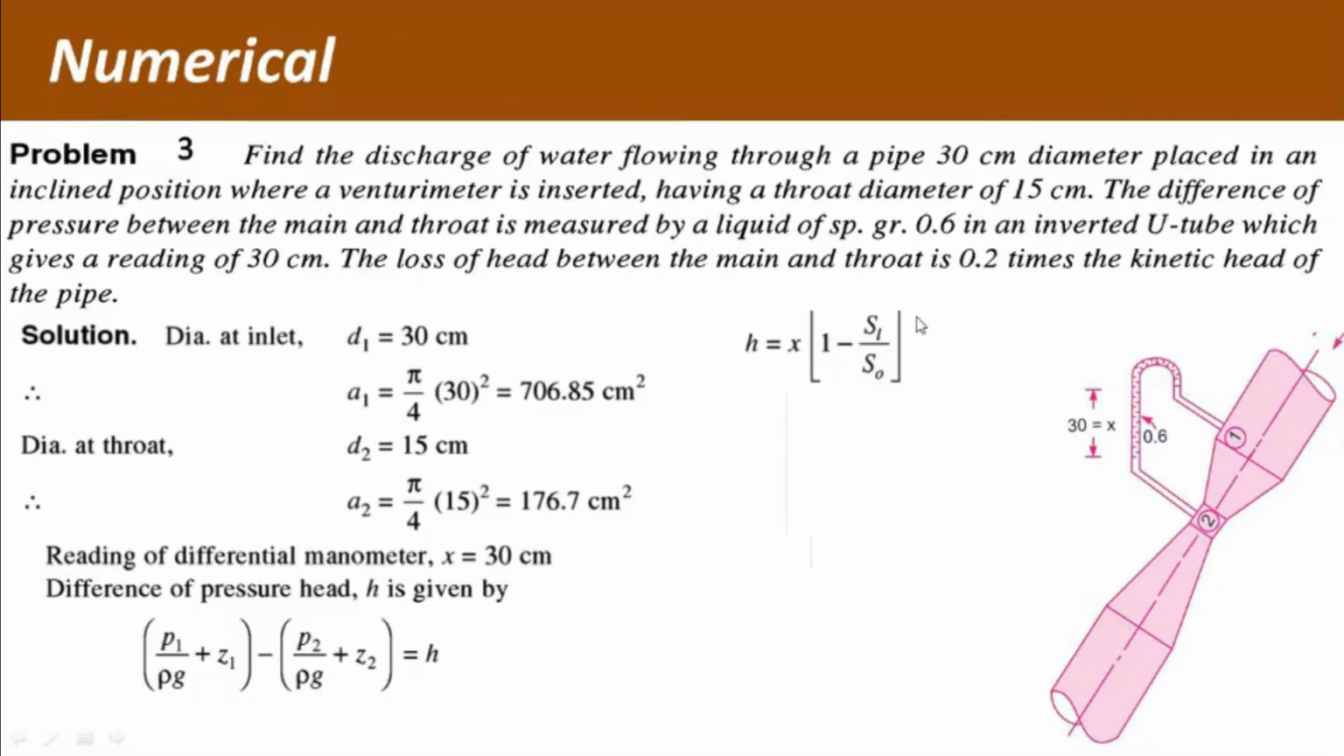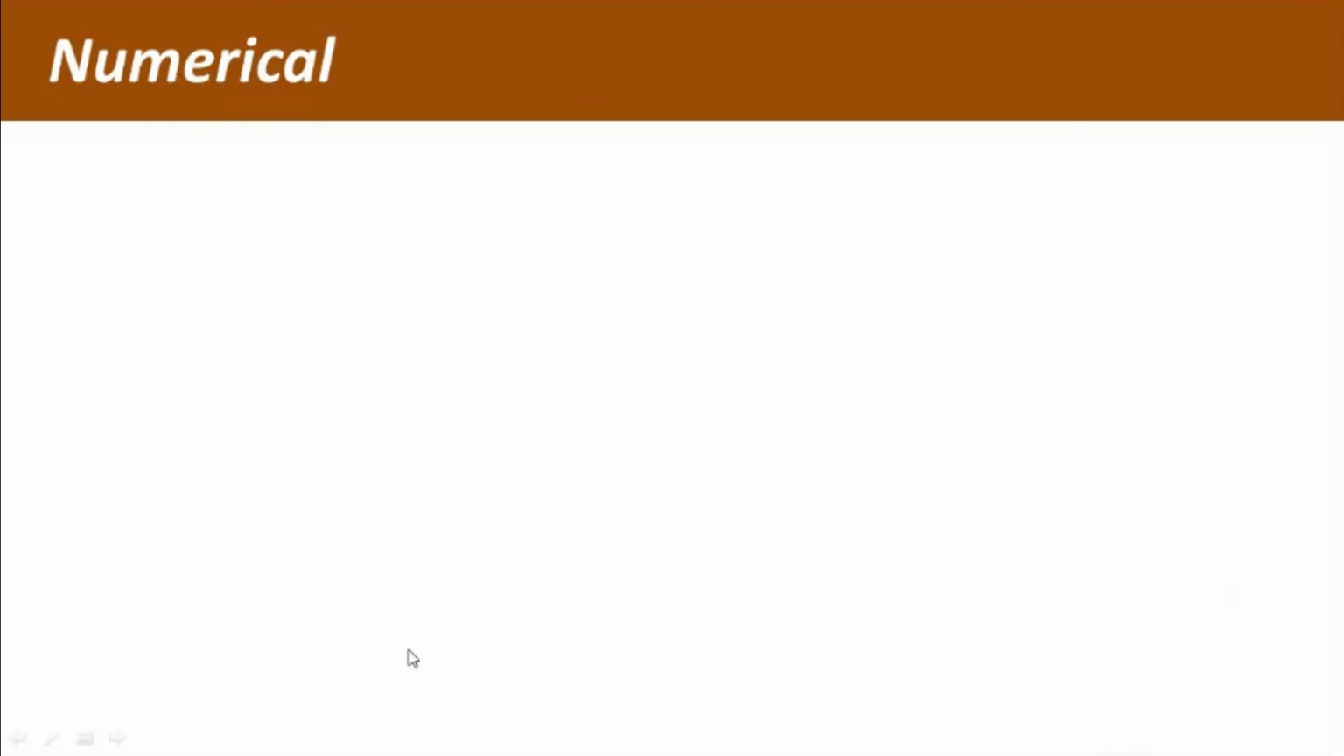ओके, सो इट इज 1 माइनस 0.6 अपॉन 1. ओके, एंड x का वैल्यू हमें ऑलरेडी दिया है 30 सेंटीमीटर. ओके, सो इट इज 30 into 1 minus 0.6 upon 1, so 30 into 0.4, that is 12 centimeter. Okay, so h equals to 12 centimeter of water. So ये h का वैल्यू हम यहाँ पुट कर सकते हैं.